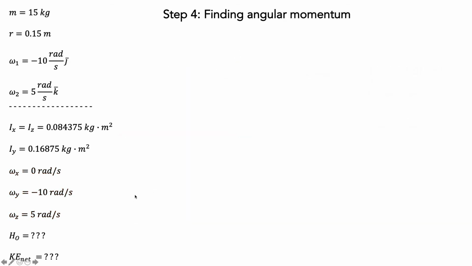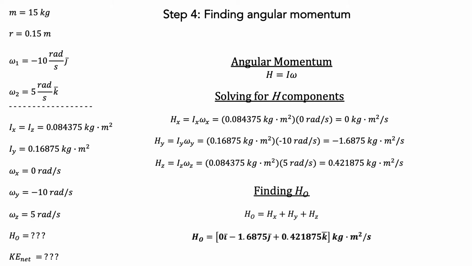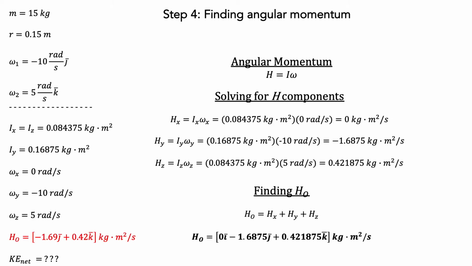Now we're finally going to solve for the angular momentum. Angular momentum, represented by h in this general equation, is the product of the moment of inertia and the angular velocity. We can use these values that we have now on the left to solve for the angular momentum about the x, y, and z axes. Then, since the net angular momentum is just the sum of all of its components, we can add them all up in vector form to get our solution here at the bottom. Let's store this and move on to the final part.